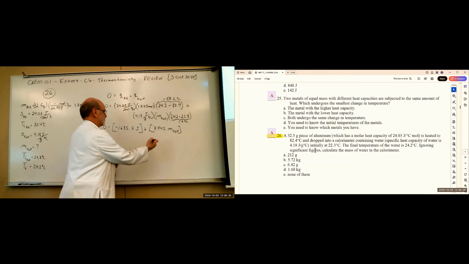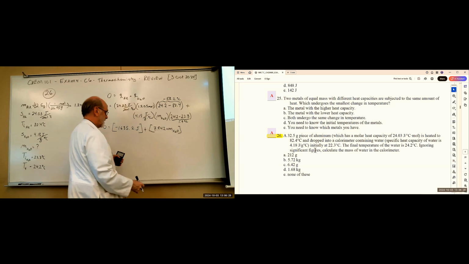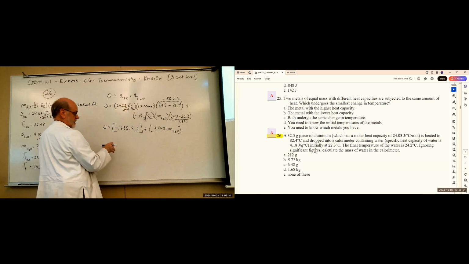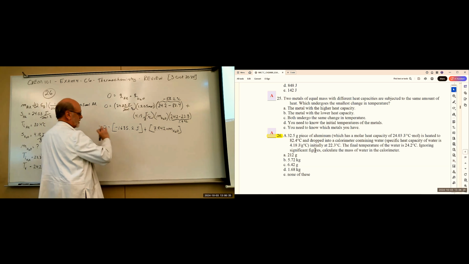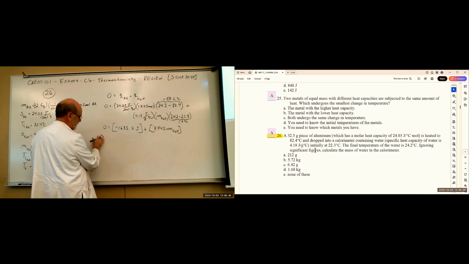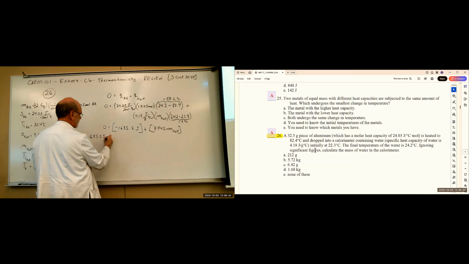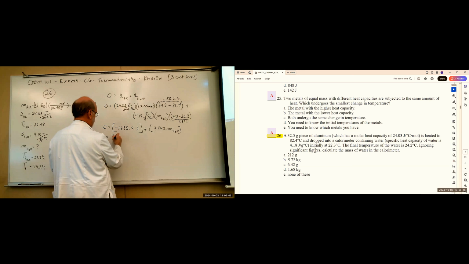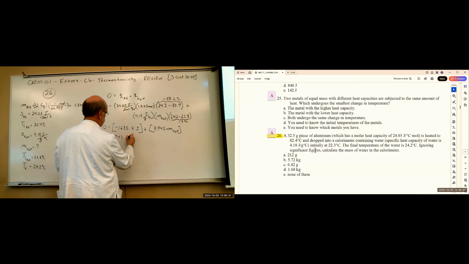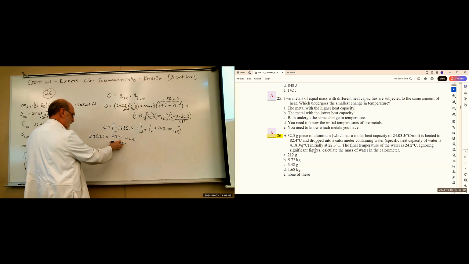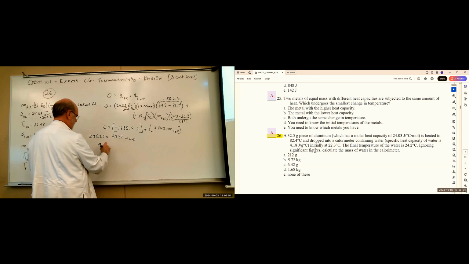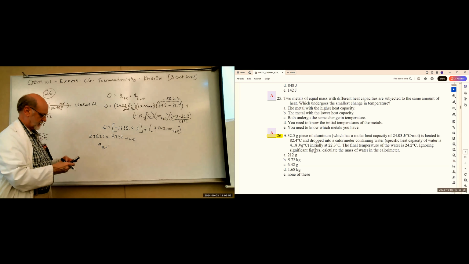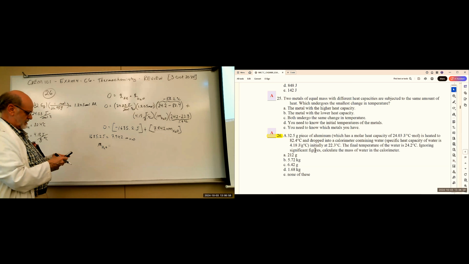Okay. Now we got to get all our knowns on one side and our unknowns on the other side. So this one comes over here as a positive. 1,685.2 joules equals 7.942 times the mass of the water. And then the mass of the water is this number divided by that number. Right? Let's see here.